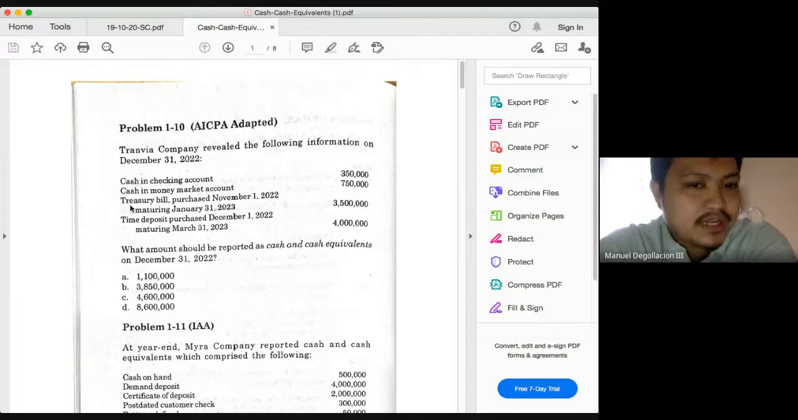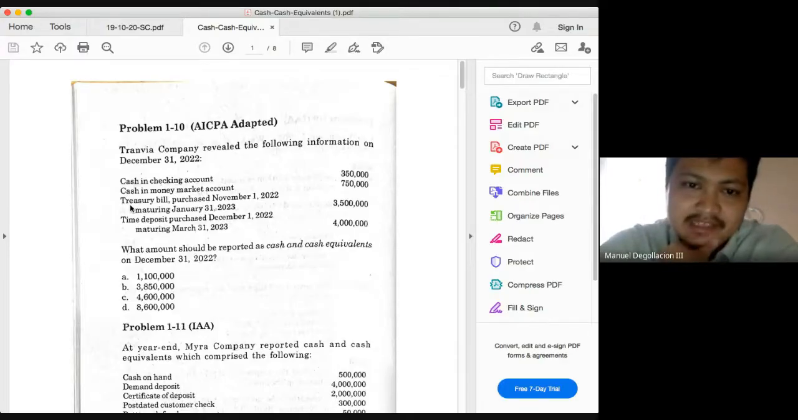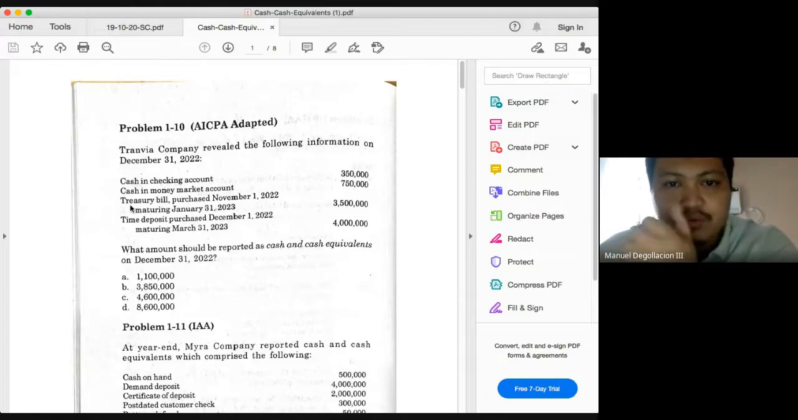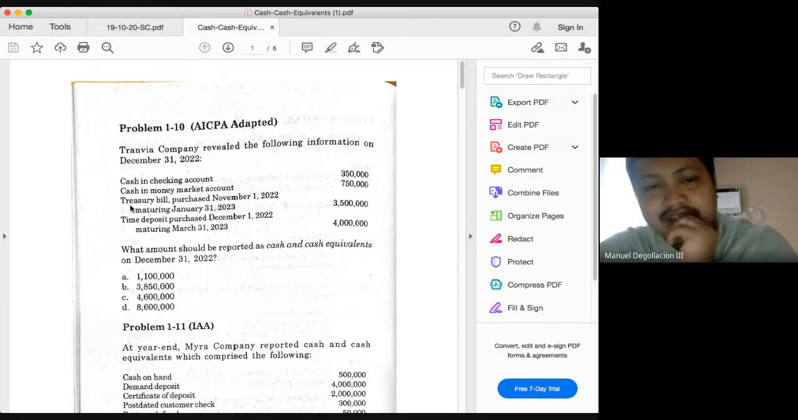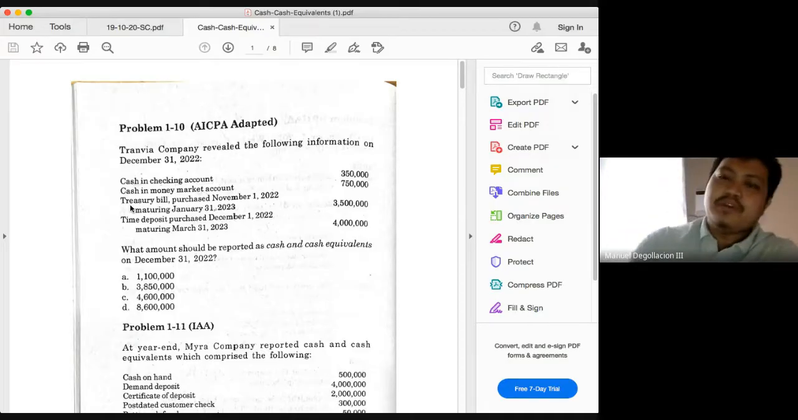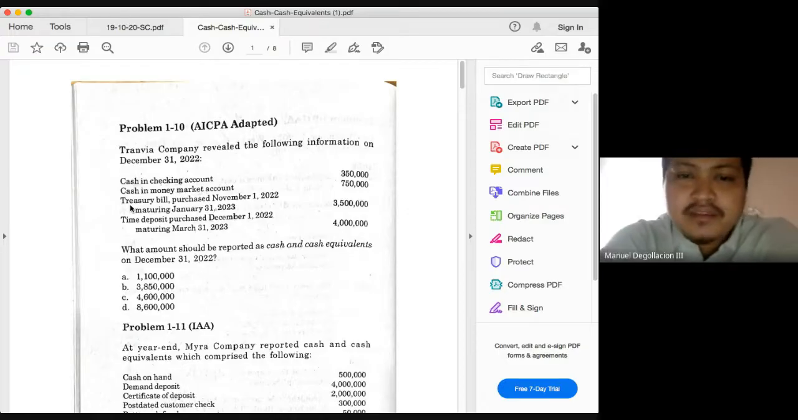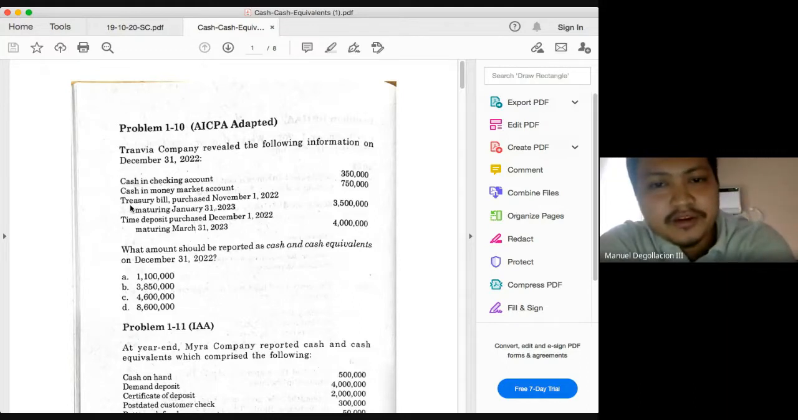The 4 million, class, should not be included. This is where students normally commit mistakes. They only see March 31, 2023, and say to themselves that it is just 3 months away from the reporting date, so it should be considered a cash equivalent. And that is wrong. If you recall, our 3-month rule is not simply the remaining maturity, but the remaining maturity as of the date of acquisition, as of the time it was acquired.